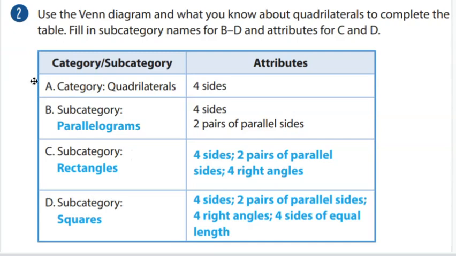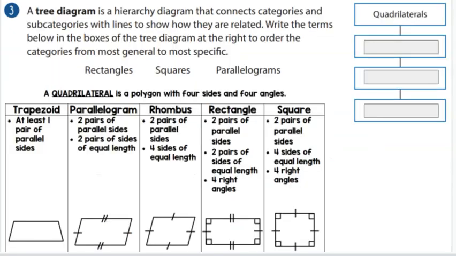So again, broad, and then a square is a rectangle, a square is a parallelogram, a square is a quadrilateral. A rectangle is called a parallelogram. A rectangle is called a quadrilateral. A parallelogram is called a quadrilateral. So looking at how specific it goes.